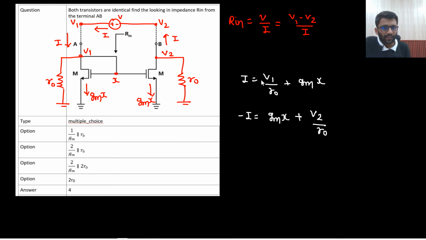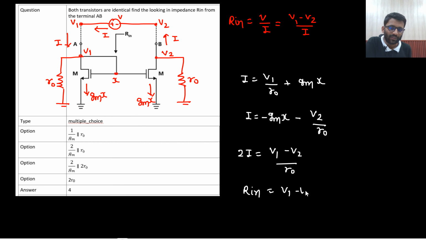Do you agree to this point? GMX plus V2 by R0. Or you can say this negative sign I can pick here, so I equals minus GMX minus V2 by R0. Now I add up both of the equations because I do not want X in my term. So what I will get? 2I equals V1 minus V2 by R0. So from here, R in, that is V1 minus V2 by I, would be equal to 2R0. Here it is.